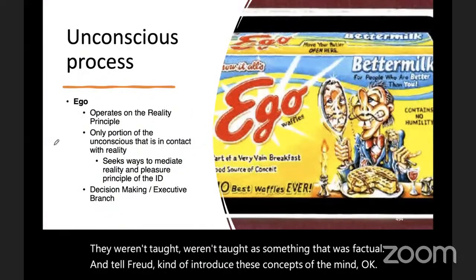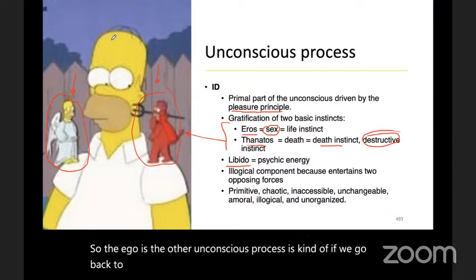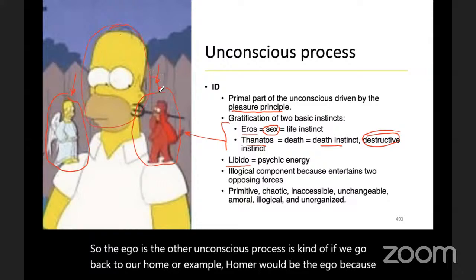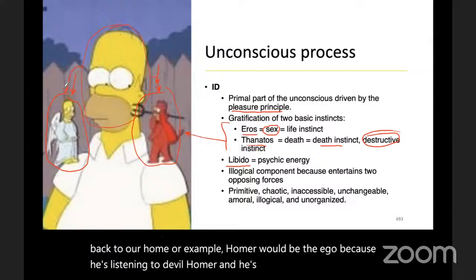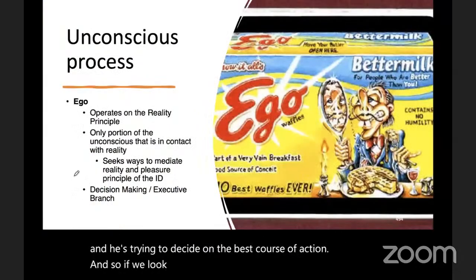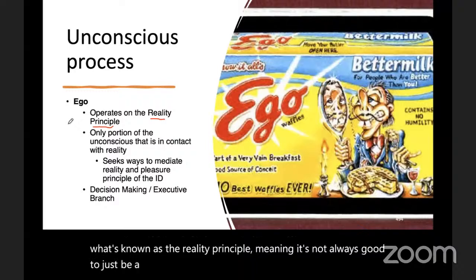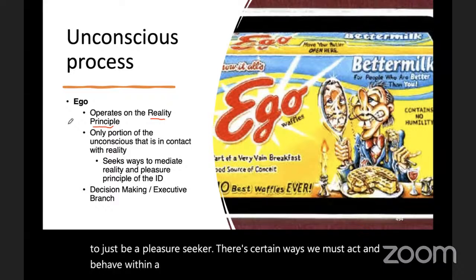So the ego is the other unconscious process. If we go back to our Homer example, Homer would be the ego because he's listening to Devil Homer and he's listening to Angel Homer and he's trying to decide on the best course of action. If we look at the ego in this context, it operates on what's known as the reality principle, meaning it's not always good to just be a pleasure seeker. There are certain ways we must act and behave within a given situation.